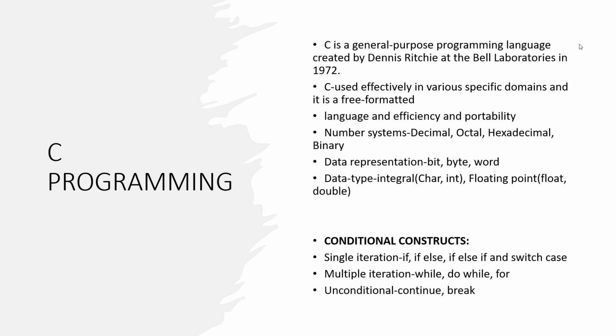Now in this we are using a C program. What is meant by a C program? C programming is a general purpose programming language created by Dennis Ritchie at Bell Laboratories in 1972. C is used effectively in various specific domains, and it is a free-formatted language with efficiency and portability, in which we can use number systems like decimal, octal, hexadecimal, binary, data representation like bit, byte, words, data types, conditional structures like single iteration, if else statements, else if and switch case, multiple iteration, while, do while, for, and control statements like continue and break.